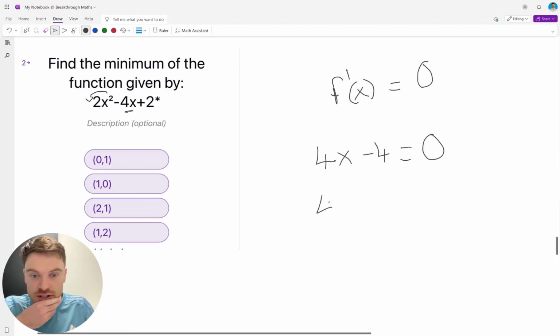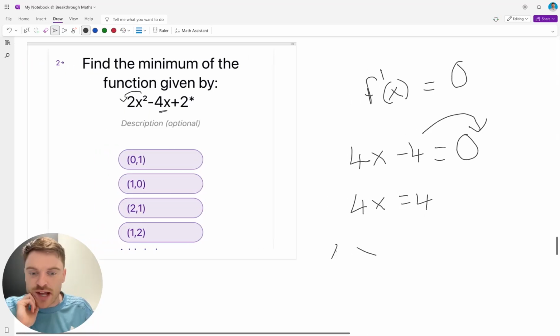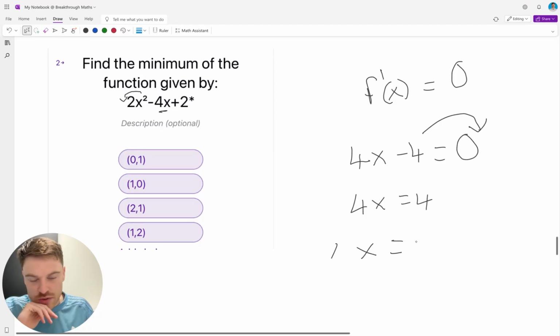And so finish it off. 4x is equal to, bring the 4 over, that becomes plus 4. So x is equal to what? X is equal to 1, right? Obviously x is equal to 1, and then you sub that back into the original.